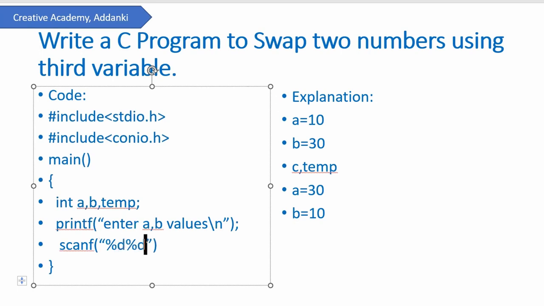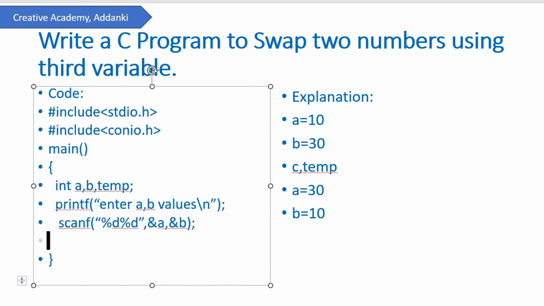The type specifier for integer is percent d. Address allocation will be done by using the ampersand operator, ampersand a comma ampersand b. These two are address operators. Now the values of a comma b are also given as input.